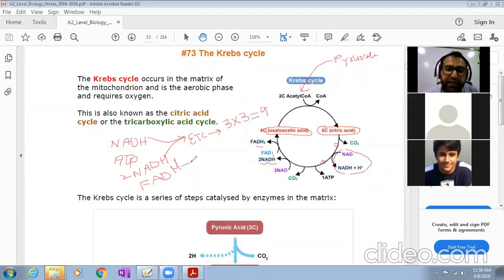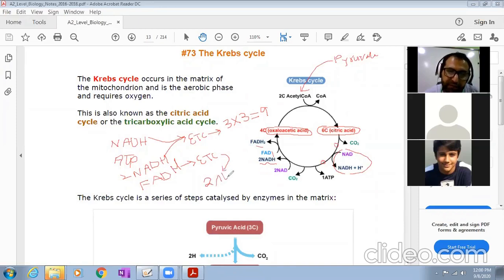And this is 1 FAD. So this will also move toward the electron transport chain. So how many ATPs will it give you? 2 ATPs, very good. You will get 2 ATPs, right?